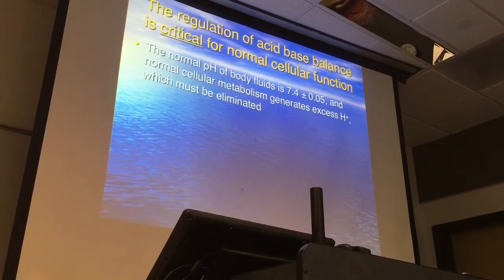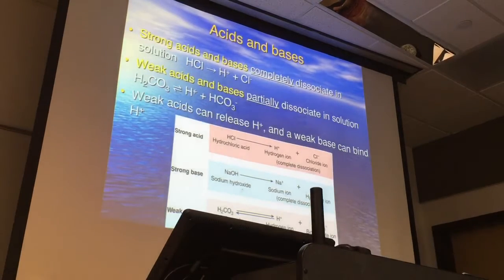Now let's talk about some basics on acid base. I know you may have heard it, but how many of you feel uncomfortable talking about acids and bases and pH?